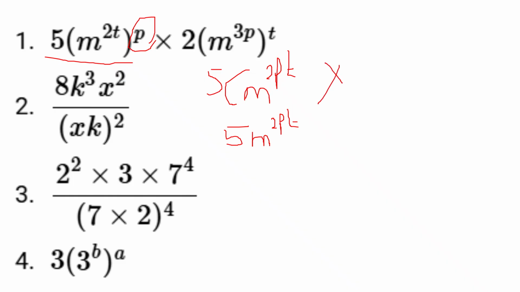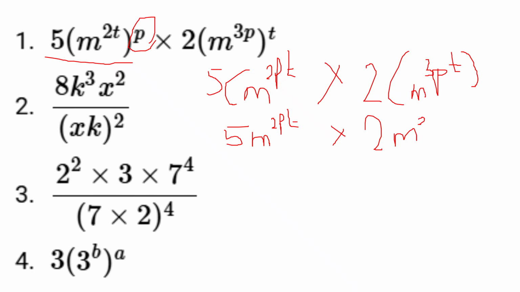Now the 2, we leave it outside. We have something like m^3 t, which we multiply by 2, giving 2m^3 t. Okay, now once we're done with that, we can multiply the 5 with the 2, which gives us 10. And then since our bases are the same, we can add our exponents, which becomes 10m^5 t.